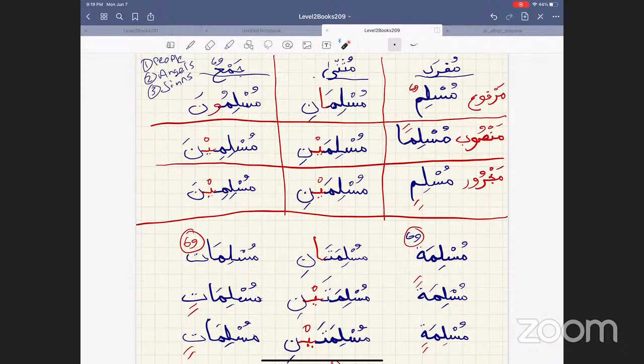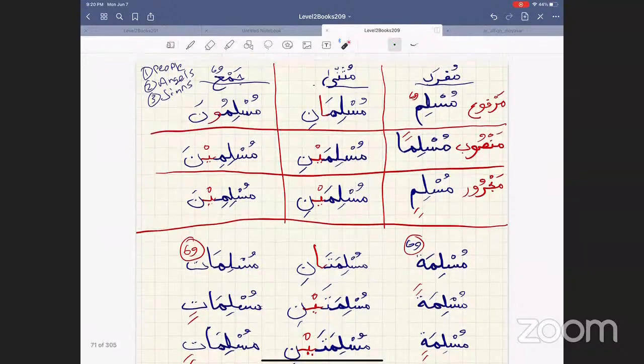A singular word that is mansoob will have a fatha to indicate it's mansoob. Then we did muslimin, majroor. So if ala is before muslim, we would have to say ala muslimin. Things come and change the word to make it majroor with a kasra. In a singular masculine word, the sign of a word being majroor is a kasra at the end. So muslimun, musliman, muslimin. That's how we memorize it. We did this a while back.